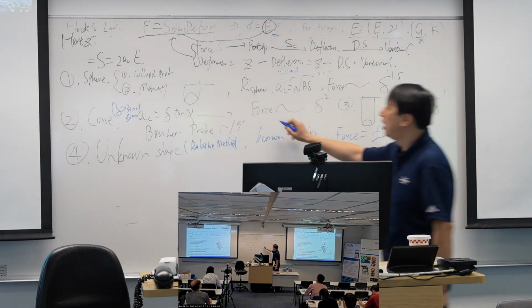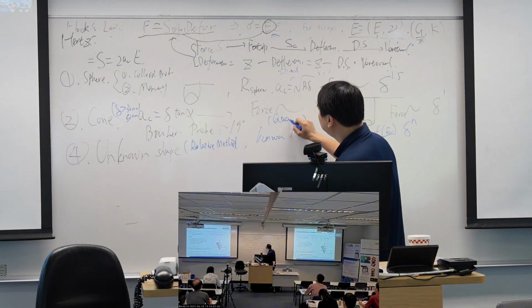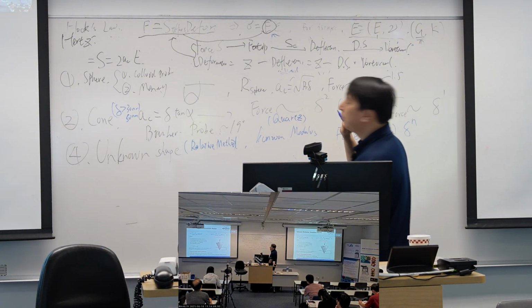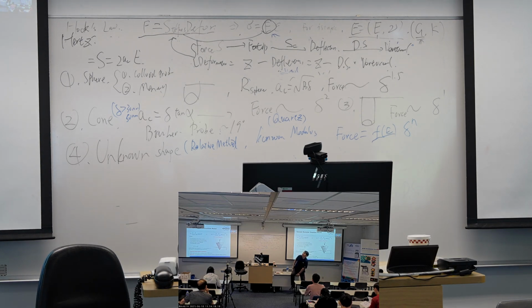It's just quartz. The quartz is a crystallized silicon dioxide, so its modulus is 69 gigapascals. So it's a known one. So usually when we do the nanoindenter, we need to do the calibration on quartz.